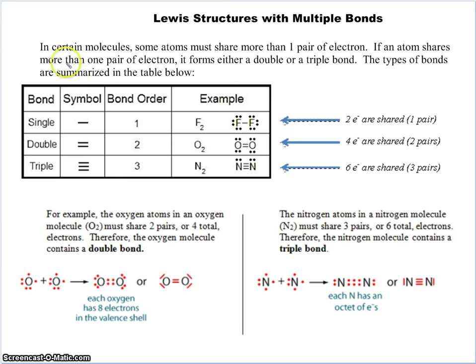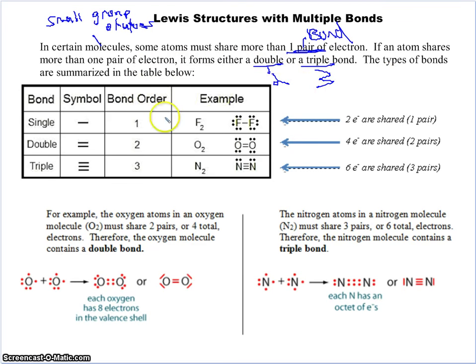Let's read about it. In certain molecules, remember, that's a small group of atoms. So you can be like, you have your little friendship molecule, like the two people you always hang out with. Some atoms must share more than one pair of electrons. Remember, one pair of electrons, that's a covalent bond. So if you do more, you're going to have multiple bonds. If an atom shares more than one pair of electrons, it forms either a double, that'd be 2, or a triple, that's 3, bond.